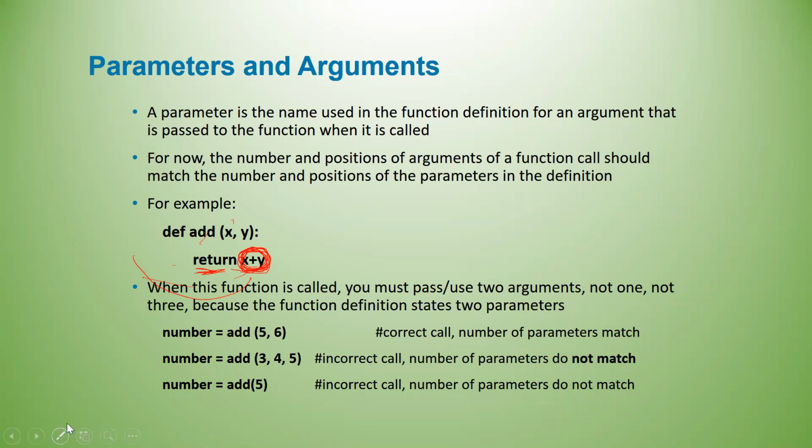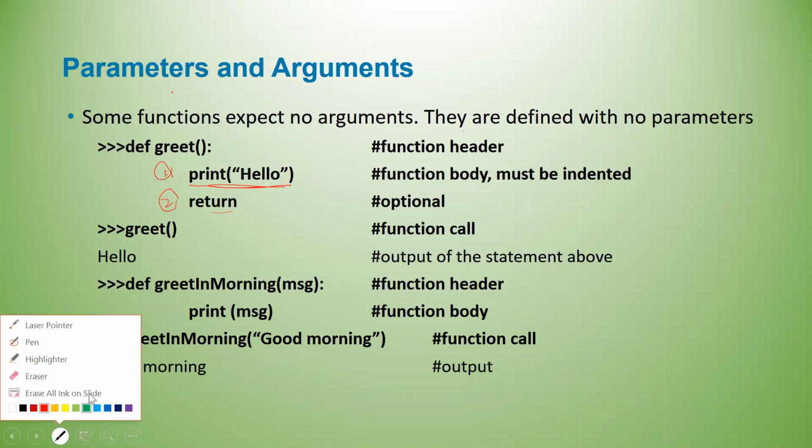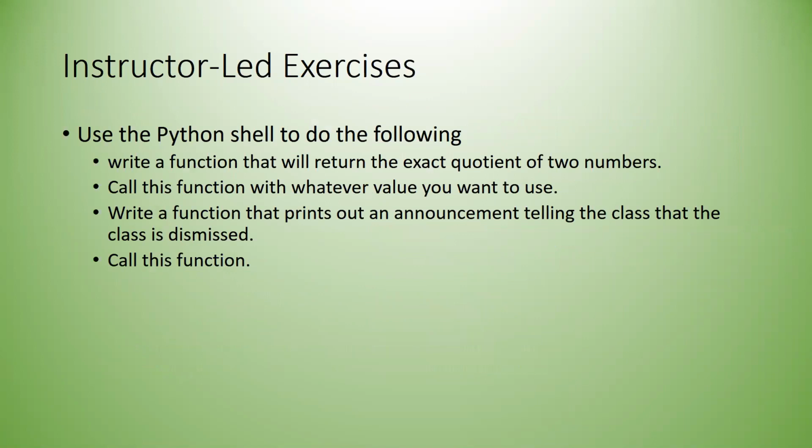Any other questions, everybody? No? Okay. So for the previous two functions, greet and greet in morning, I told you that a return statement is optional. Okay. So now let's do some exercises. Use the Python shell to do the following. Write a function that will return the exact quotient of two numbers. Okay, let's do that.